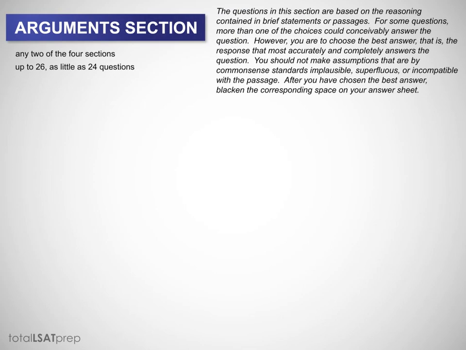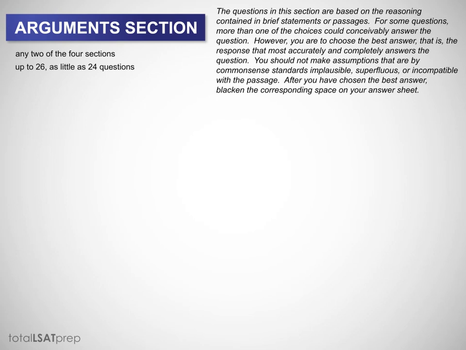At the beginning of each one of the sections, you'll have this little paragraph. It says, the questions in this section are based on the reasoning contained in brief statements or passages. For some questions, more than one of the choices could conceivably answer the question. However, you are to choose the best answer, that is, the response that most accurately and completely answers the question. You should not make assumptions that are by common sense standards implausible, superfluous, or incompatible with the passage. After you have chosen the best answer, blacken the corresponding space on your answer sheet.